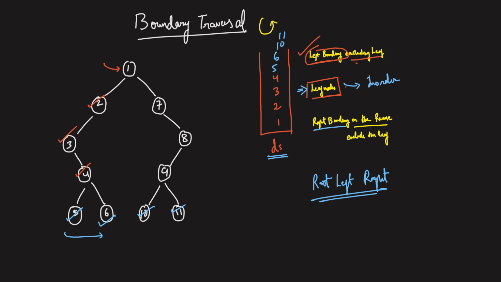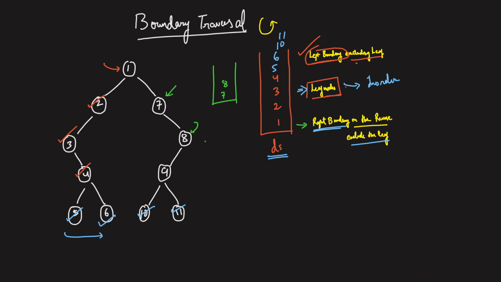Now it's time for the right boundary in the reverse excluding the leaf. So let's do that. For the right boundary, what you'll do is you will start from the root's right. So this is where you start off, and since we want the anti-clockwise, you want this in the reverse direction. So you can use a vector or a stack or whatever you want to use, and you're getting 7, right? Next, go to the right, you're getting 8. Next, does there exist a right? No. So if there doesn't exist a right, very, very important.